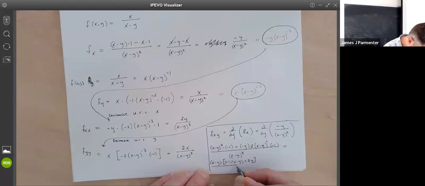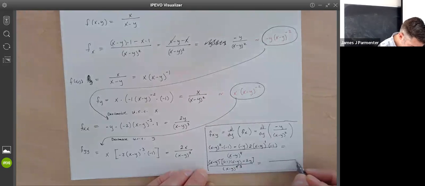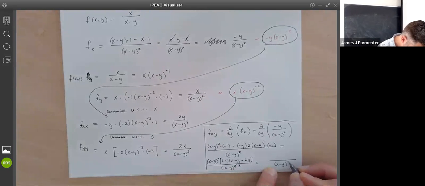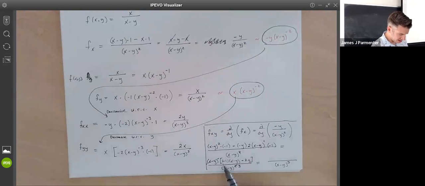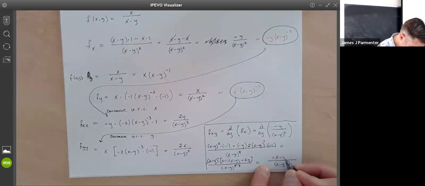All over (x - y)^4. One of those (x - y)'s cancels with that one, and I'm left with the denominator of (x - y)^3 and the numerator of -x + y - 2y, which just becomes -x - y.